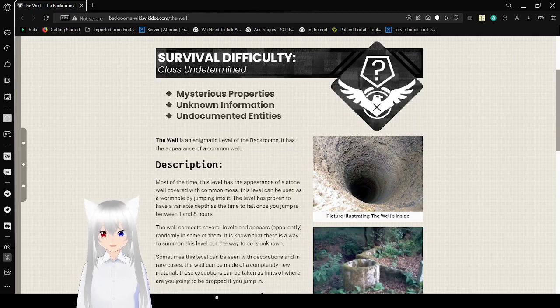The well is an enigmatic level of the backrooms. It has the appearance of a common well. Most of the time, this level has the appearance of a stone well covered with common moss. This level can be used as a wormhole by jumping into it. The level has proven to have a variable depth at the time. Time to fall when you jump is between 1 and 8 hours.